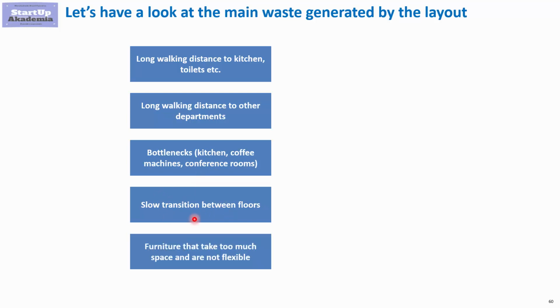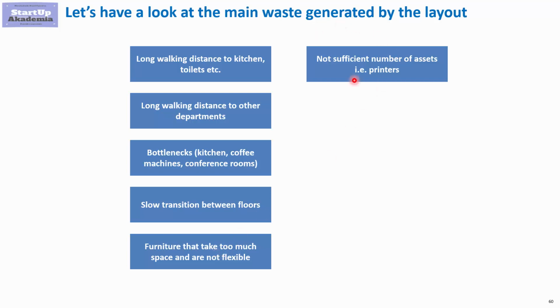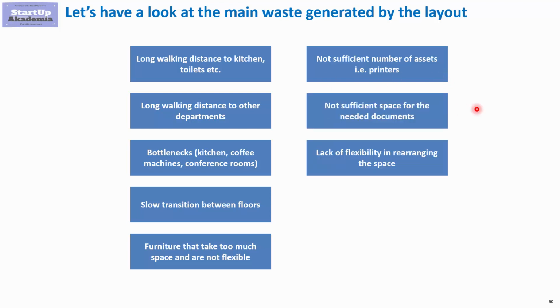Another thing that may occur is the fact that you have put furniture that simply takes too much space and is not flexible. Obviously, this generates a lot of waste on a daily basis. We may also have problems with the things that we've got in the office. So for example, not a sufficient number of assets such as printers, not enough space for needed documents, and most of all, you might have built in a lack of flexibility in rearranging the space.